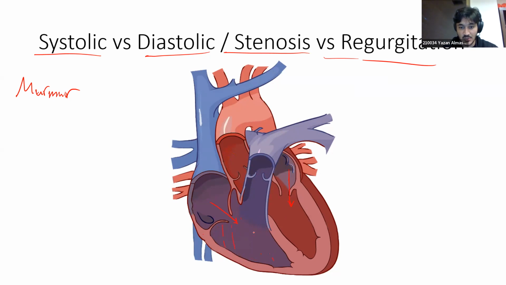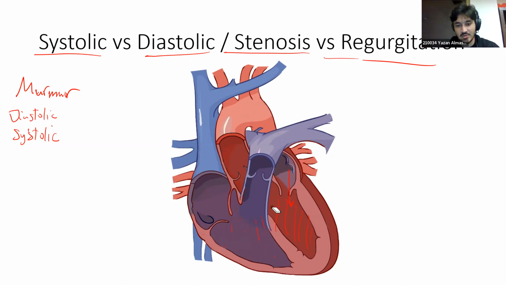If we hear a sound during diastole, or during the relaxation of the heart, that's known as a diastolic murmur. If we hear a sound while the heart is contracting and pushing the blood out, that's known as a systolic murmur. So that's the first concept, and I'm going to explain how to know whether it's diastolic or systolic. Don't worry. The second concept is stenosis and regurgitation.